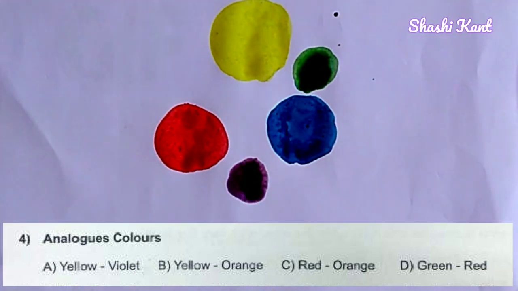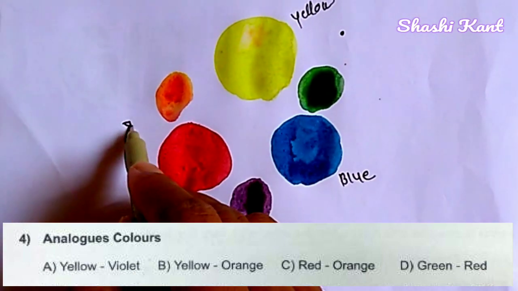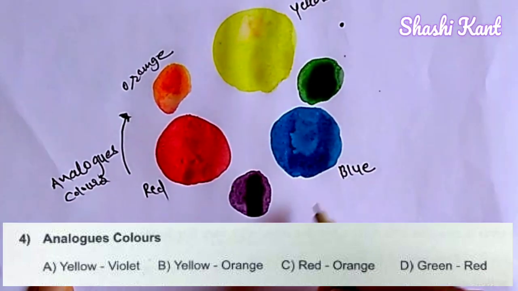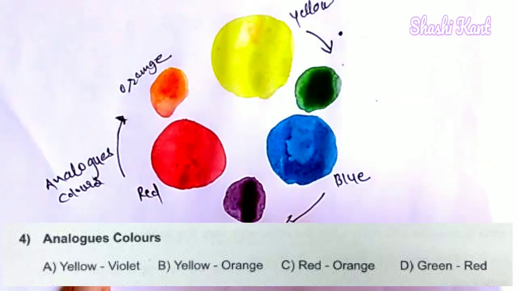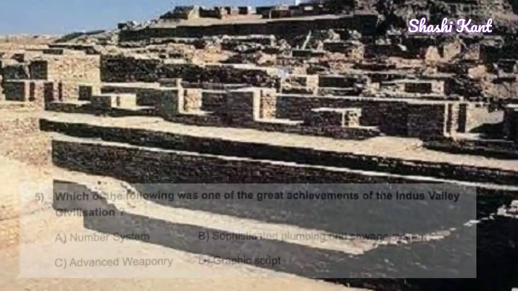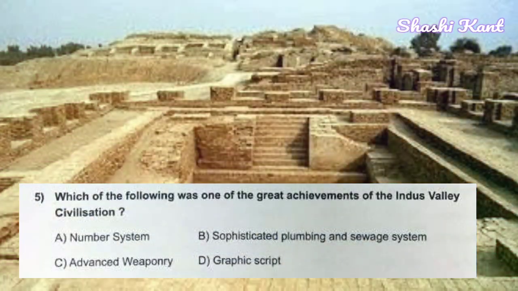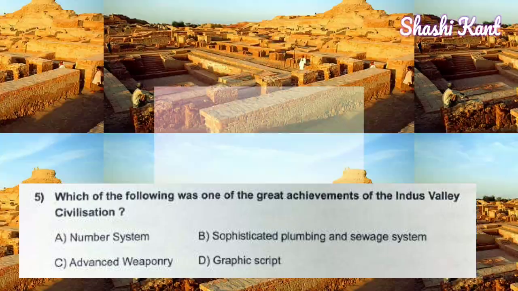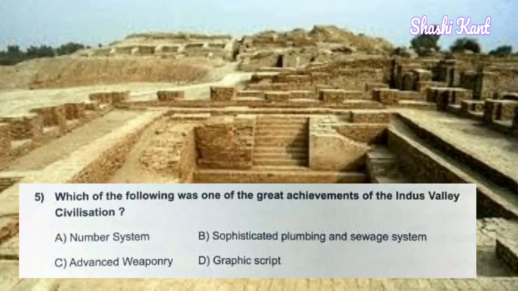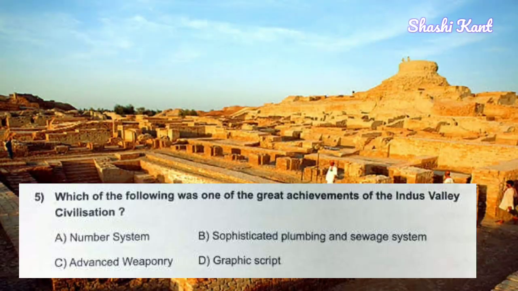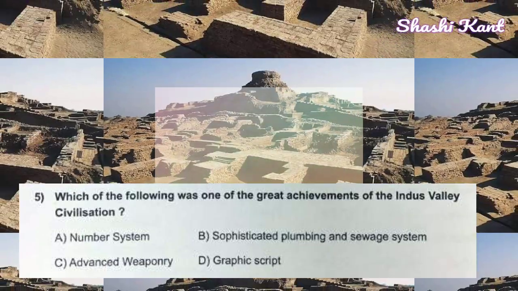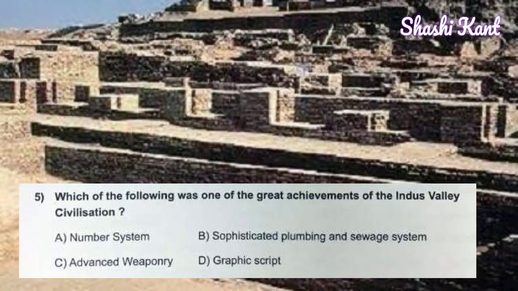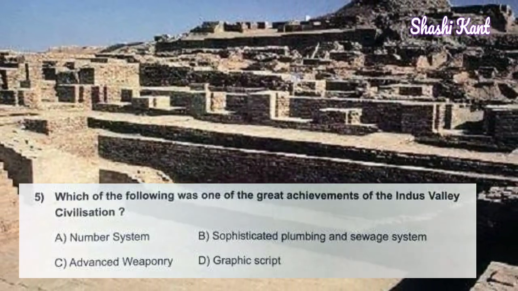Question number 4. Analogous colors. A. Yellow violet, B. Yellow orange, C. Red orange, D. Green red. And the correct answer is C. Red orange. Question number 5. Which of the following was one of the great achievements of the Indus Valley Civilization? A. Number system, B. Sophisticated plumbing and sewage system, C. Advanced weaponry, D. Graphic script. And the correct answer is B. Sophisticated plumbing and sewage system.